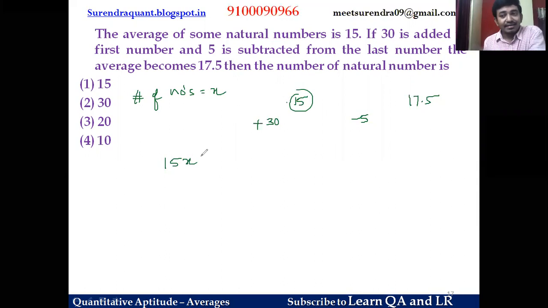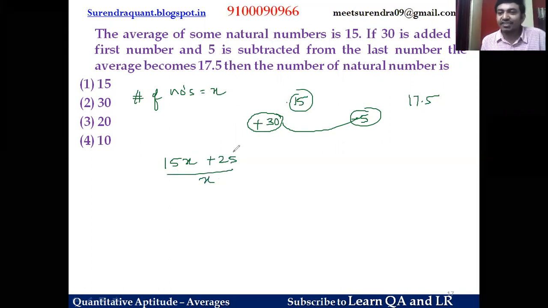But later, they added 30 to the first term and subtracted 5 from the last term. What is the total increase in the sum? 25 increases. But there is no change in the number of numbers, x only. Initially, the number of numbers is x, and later also x numbers are there. Here, 1, 2, 3, and so on, some x numbers are there.